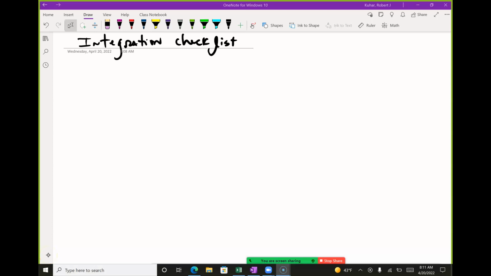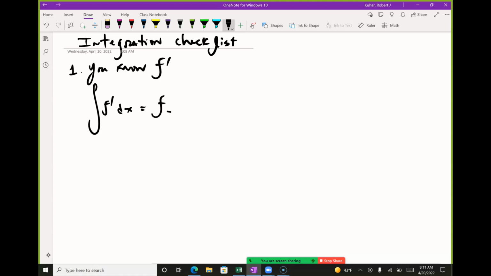Nice. So our integration checklist. The first one is, you know f prime, right? And so what I'm saying is the integral of f prime dx is f plus c, right? So you recognize that you took a derivative of a function and you recognize the derivative. That means you know the function as well, right?